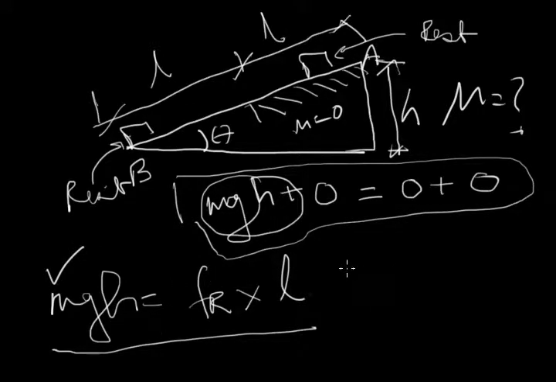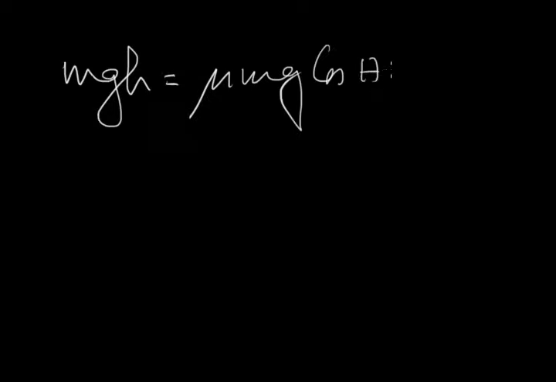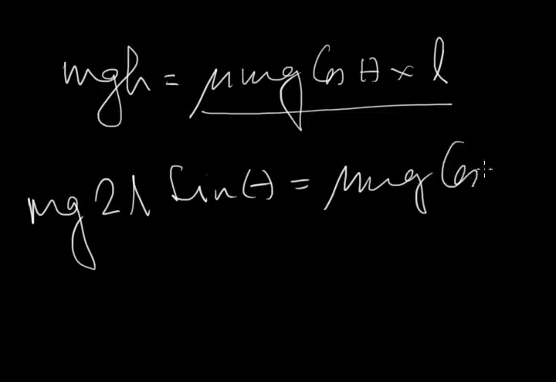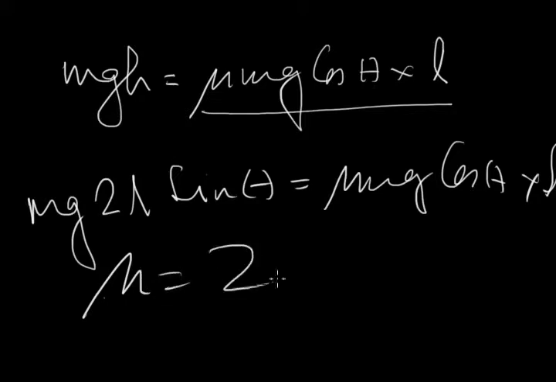And then we can go on to write something else. We can put it like this: mgh is equal to mu mg cos theta into L. So that's very important. That is the work done by the friction force. And then h can be represented as 2L sin theta from the incline. So it is mu mg cos theta into L. And then from here on we can go on to calculate mu, which happens to be 2 tan theta.